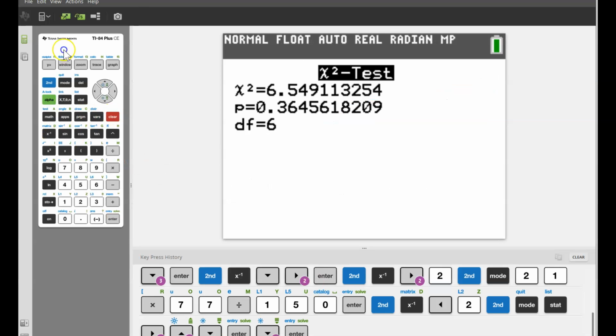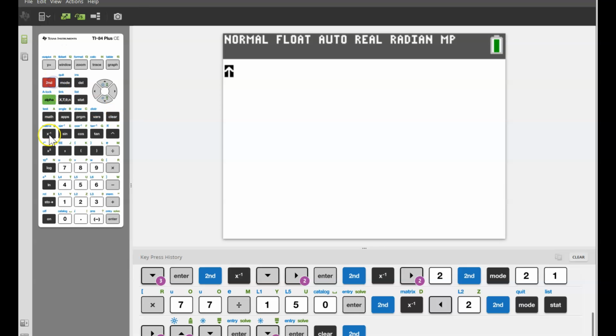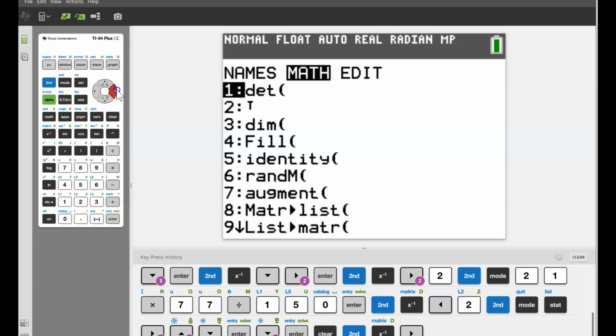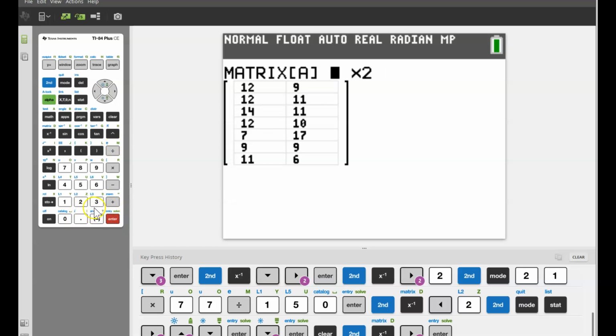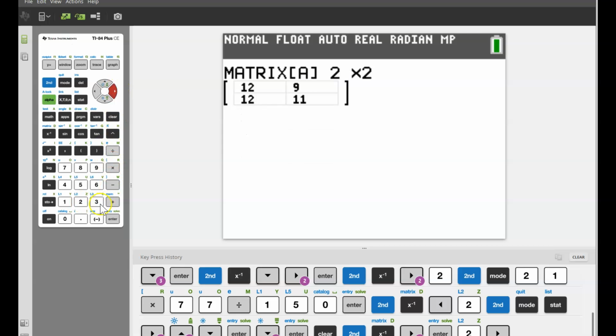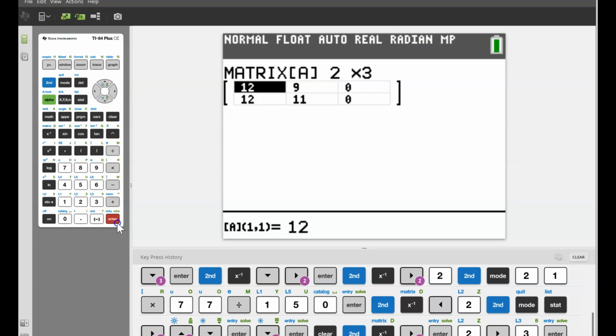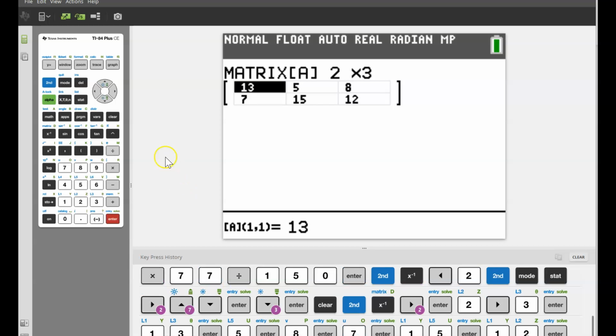We're going to set this up with our matrices. I'm going to hit second matrix, and I'm going to go over to edit. The old matrices are still there. Press enter. But this time, I only have 2 rows, and I have 3 columns in my matrix. Okay, and I'm going to enter the observed values that we have. So my matrix looks like this.